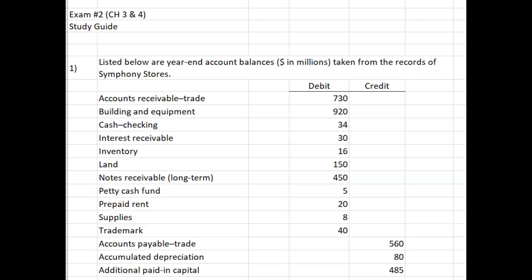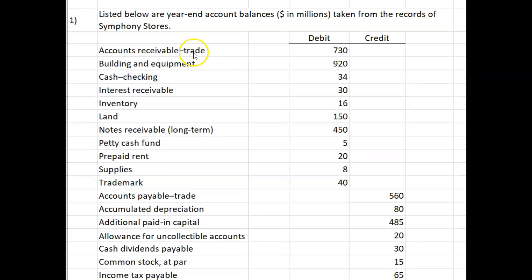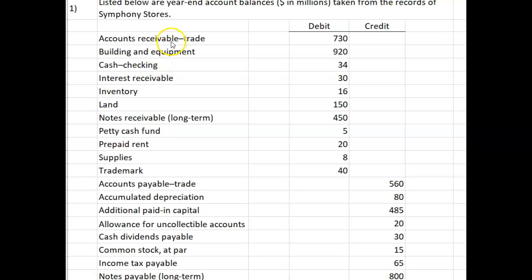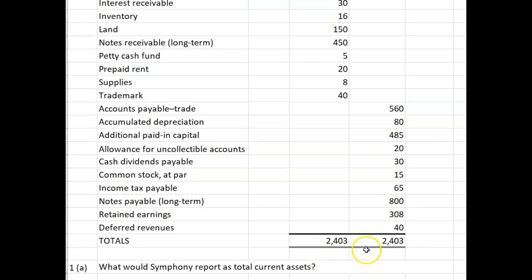Let's get started. There will be a series of questions on Symphony stores. Listed below are year-end account balances in millions of dollars taken from the records of Symphony stores. We have account titles. We've got debit balances and credit balances, and debits do equal credits. So these are good numbers. We can use these numbers.